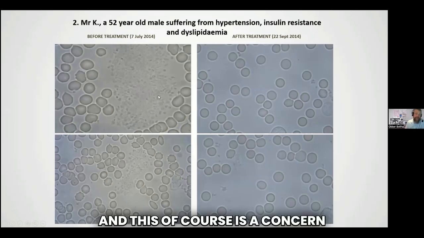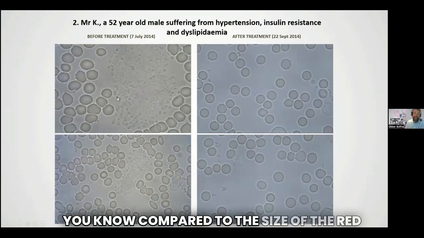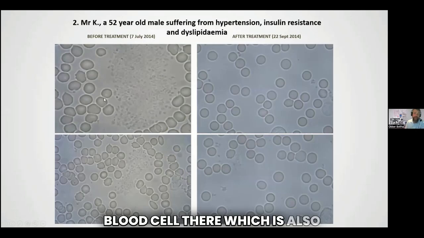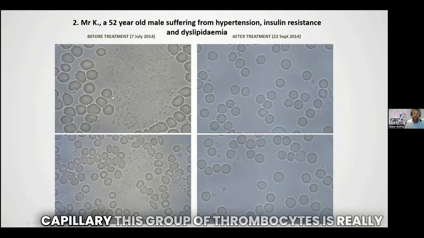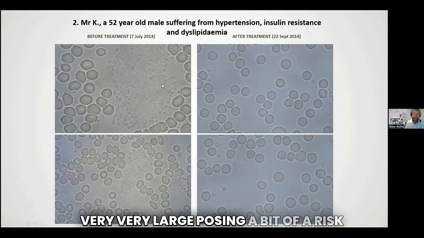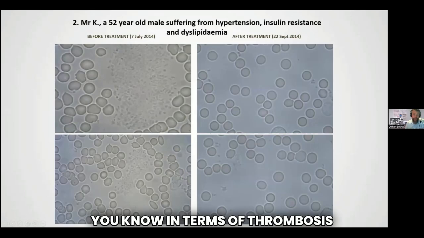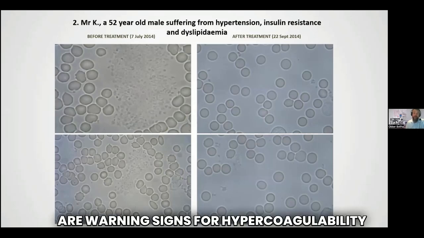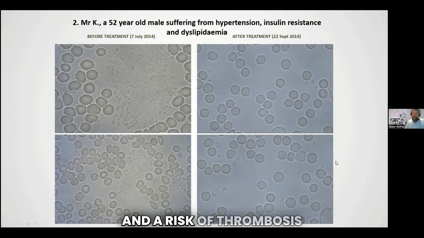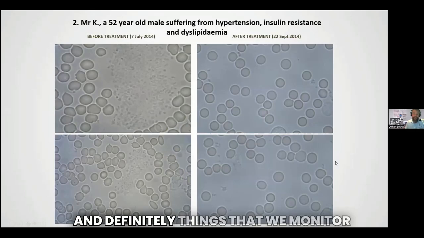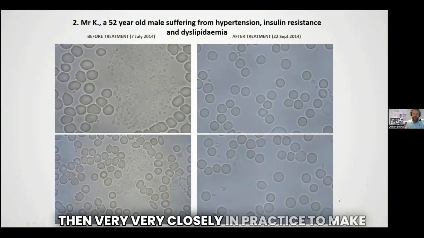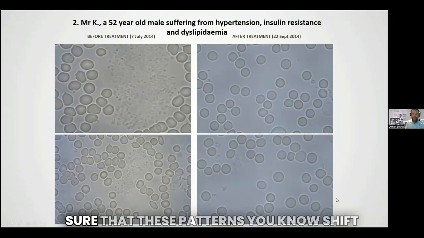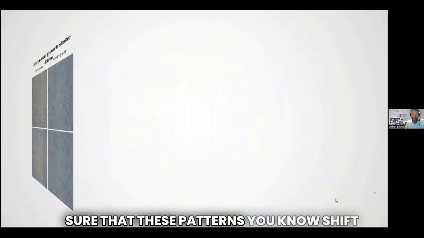And this, of course, is a concern, compared to the size of the red blood cell there, which is also approximately the size of a capillary. This group of thrombocytes is really very, very large, posing a bit of a risk in terms of thrombosis. So when we see patterns like this, these are warning signs for hypercoagulability and a risk of thrombosis, and definitely things that we monitor very, very closely in practice to make sure that these patterns shift.